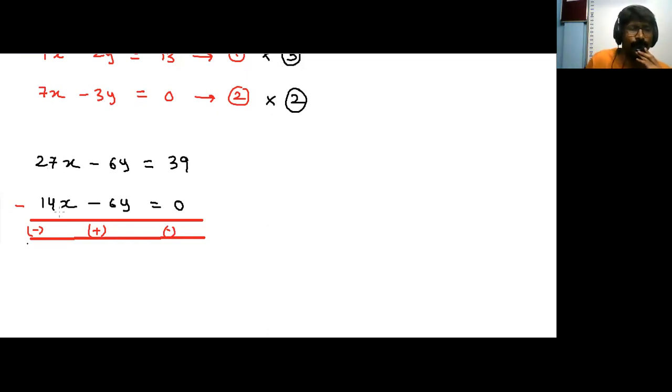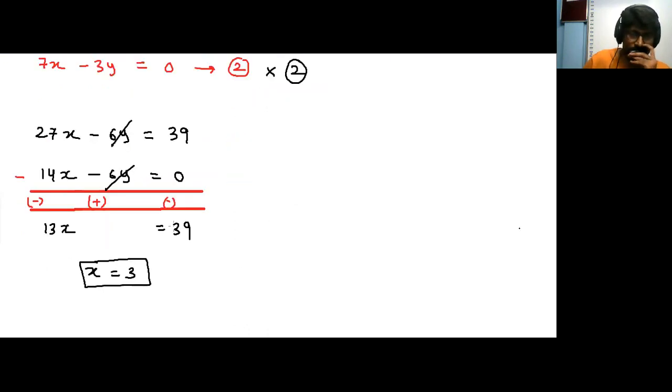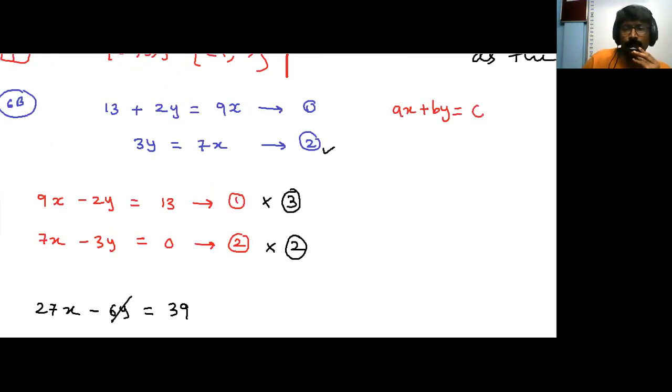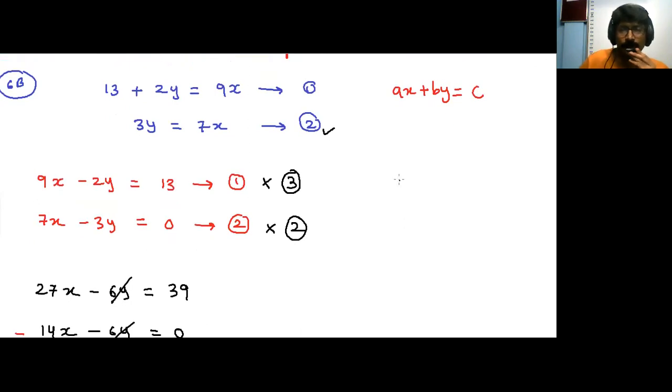27x minus 14x. It will become 13x. This negative 6y and positive 6y, they will get cancelled. And this will become is equals to 39, 13 minus 0. So x is equal to 3. Once you get x is equal to 3, you can substitute this value of x in any one of the equations. So value of x is 3. So I'm just substituting in this particular equation. Is that fine? Okay. If we'll substitute, what will happen? 3y is equals to 7x. Now what is the value of x? X is 3.